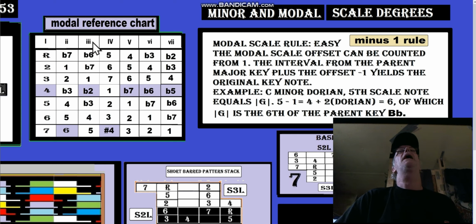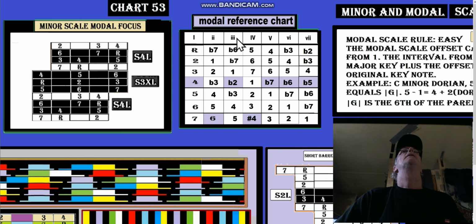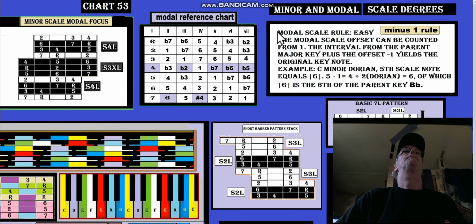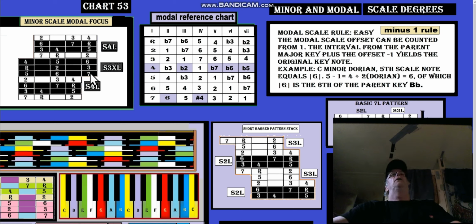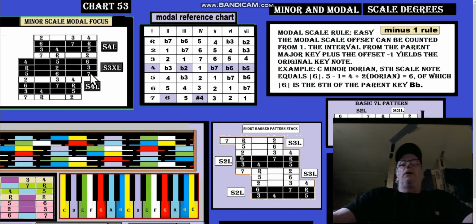Even though the patterns that we have, I can start it on 6, and I will be correct in going up the scale following the patterns. That's why we do need to keep in mind the relative numbers of the parent scale. Okay, so we're not going to lose that.